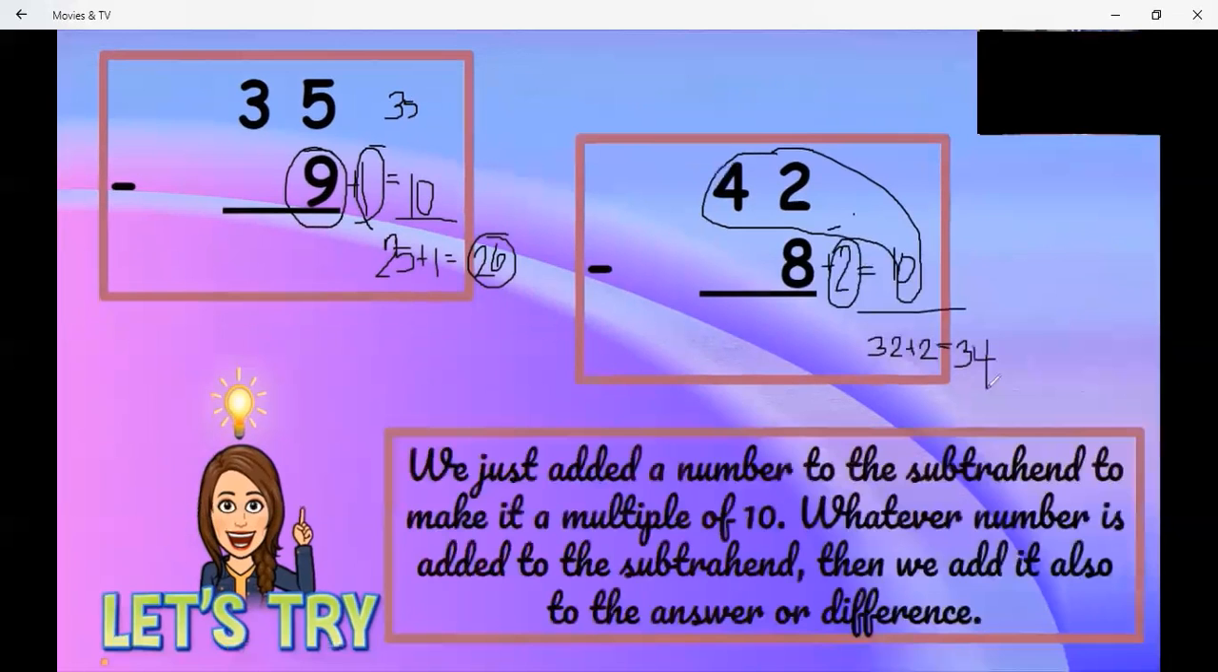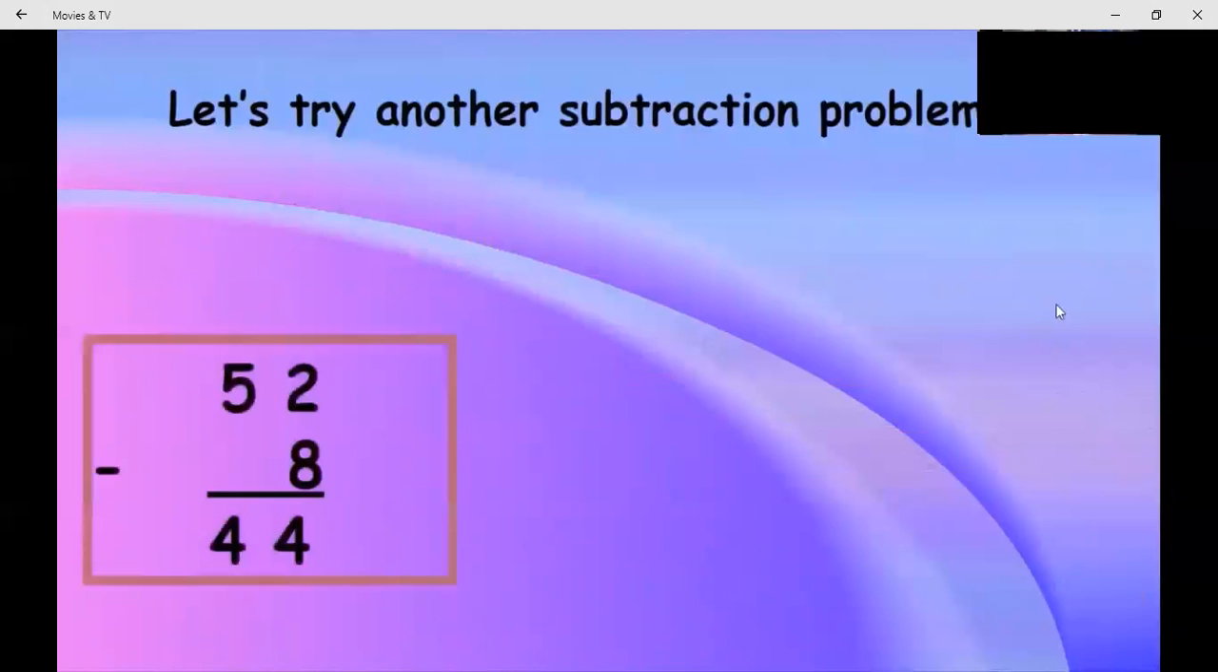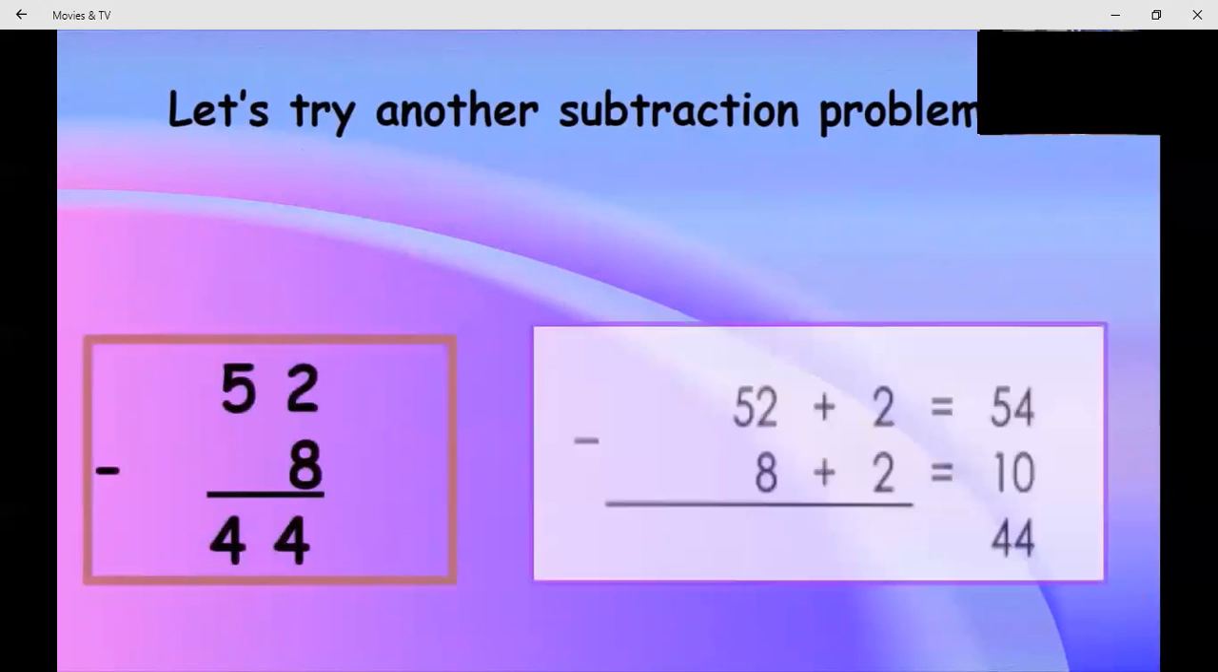What happens in the compensation method is that we just add a number to the subtrahend to make it a multiple of 10. And whatever number is added to the subtrahend, we also add it to the answer, or to the difference. So let's try another subtraction problem. We have here 52 minus 8. There's already an answer, that is 44.